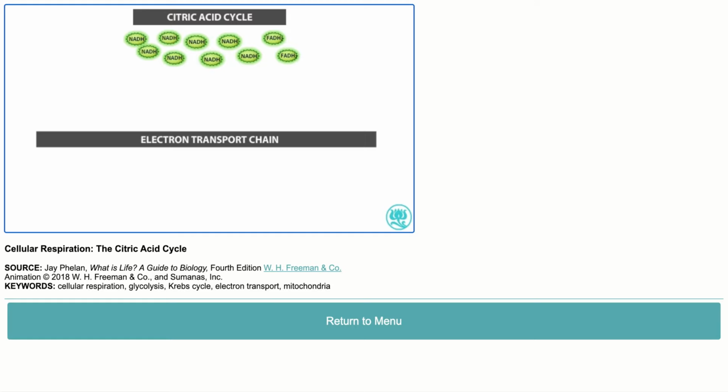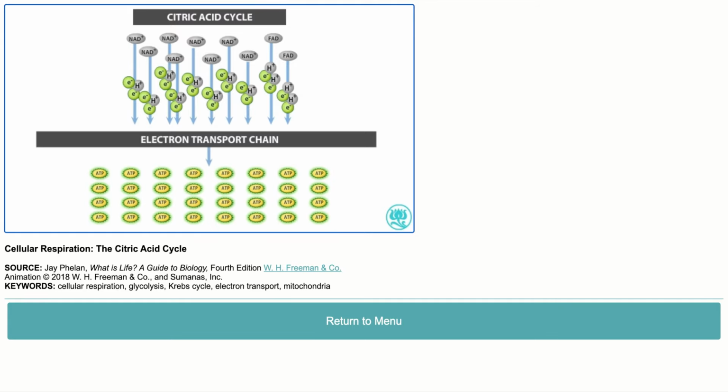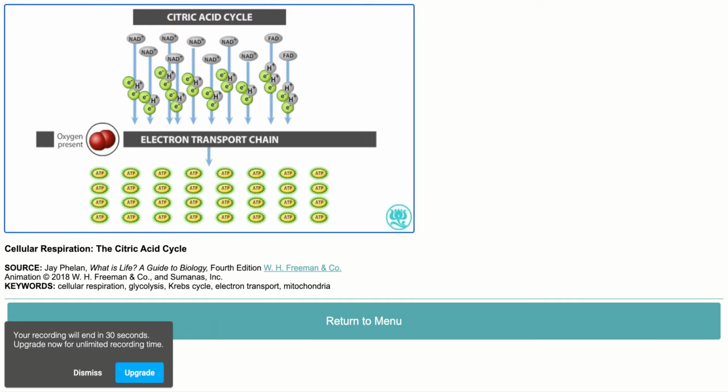NADH and FADH2 molecules must give up their extra electrons to the electron transport chain so that they may revert back to NAD+ and FAD and help in the citric acid cycle again. The electron transport chain uses the energy from the electrons to produce a large number of ATP molecules. Note that the electron transport chain absolutely requires oxygen to operate. Because the citric acid cycle relies on a functioning electron transport chain to accept electrons from NADH and FADH2, the citric acid cycle will shut down, along with the electron transport chain, if oxygen disappears.